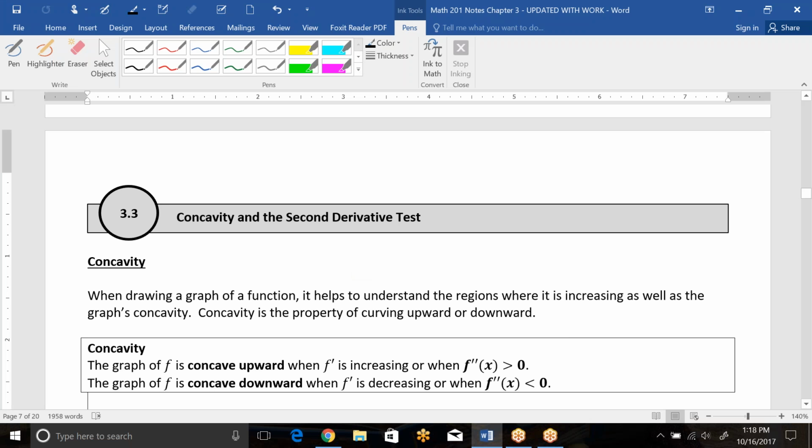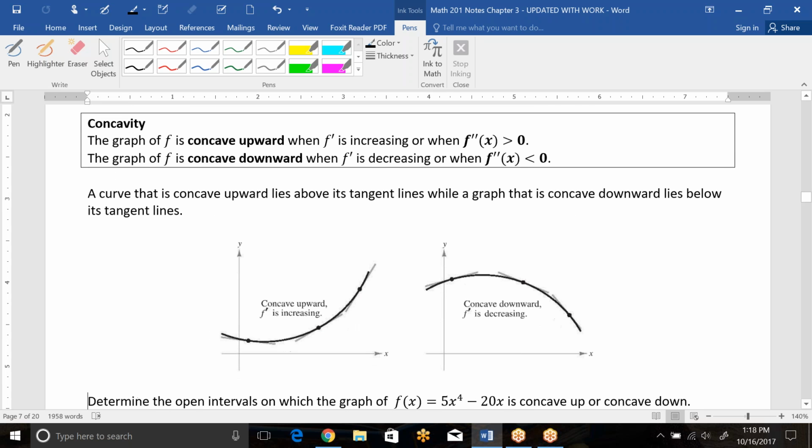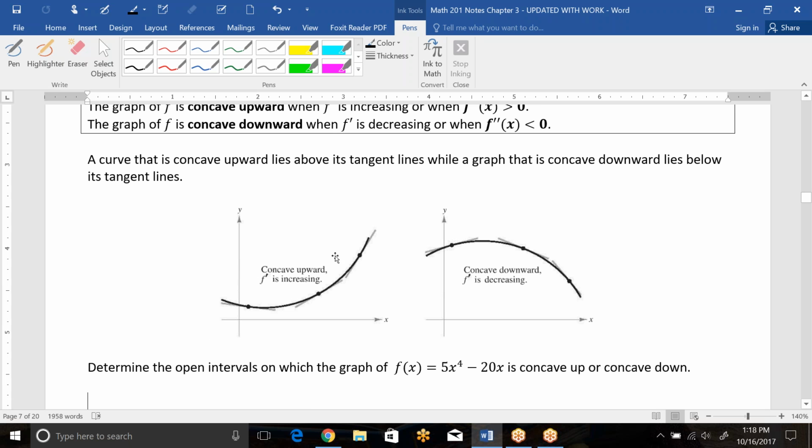All right, this is the section 3.3 extra examples, concavity and the second derivative test. Remember, concavity has to do with whether or not your graph is curving upward or downward. And if you do two derivatives, you can then determine whether or not you're concave up or concave down based on if that second derivative has a value at the test value that is either positive or negative. So when we look at a concave upward, notice f prime is increasing. When we look at concave downward, notice that we have f prime is decreasing.